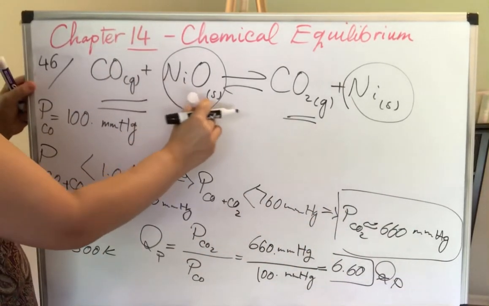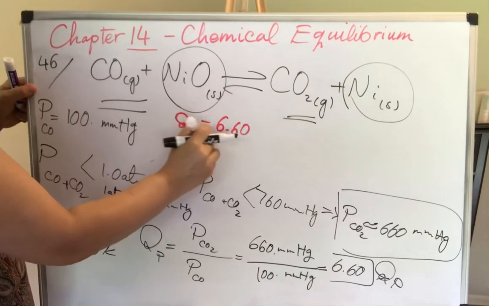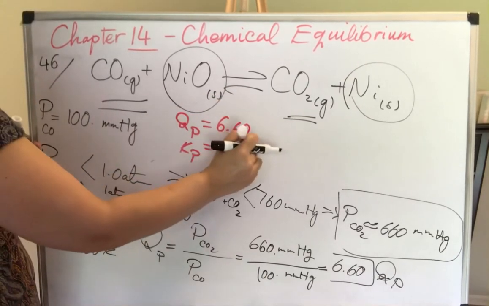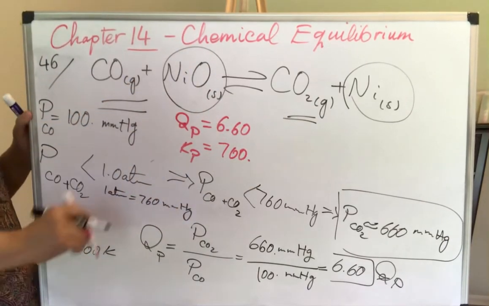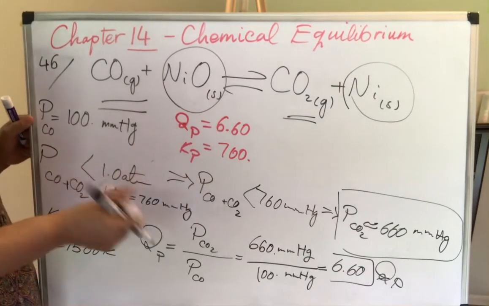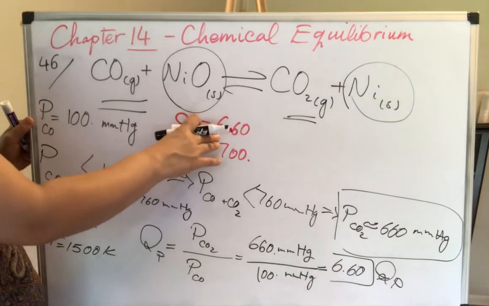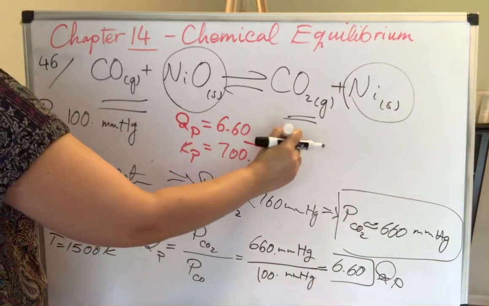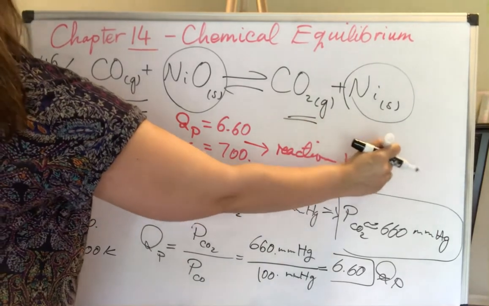So now let's compare. Qp is 6.60 and Kp is what? 700. Have we reached equilibrium yet? No, not at all. We are far away from equilibrium because for equilibrium Kp is 700, but we still have 6.60. So the reaction still needs to move forward.